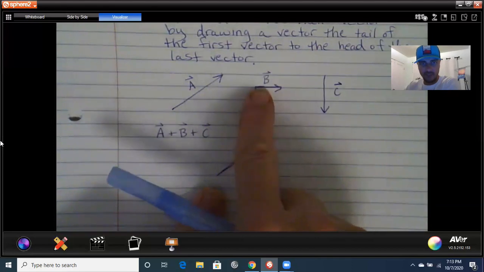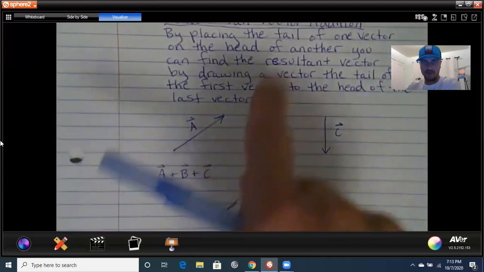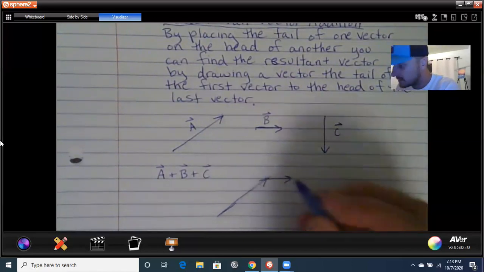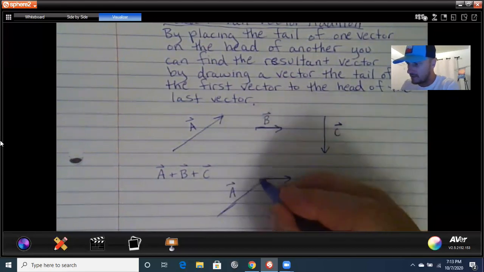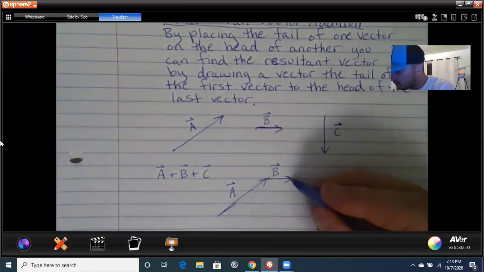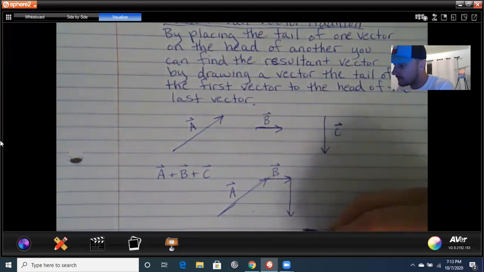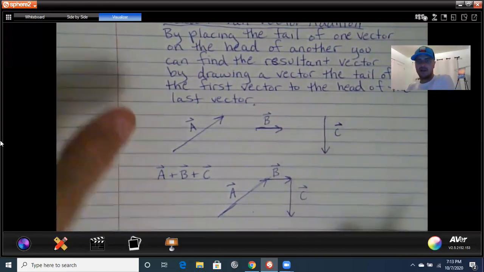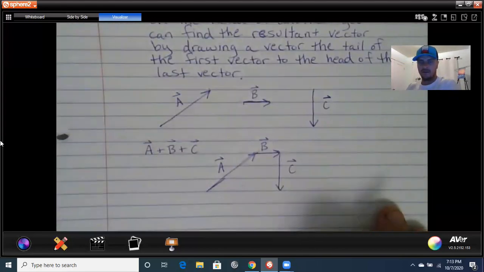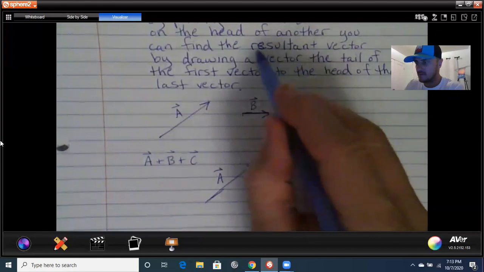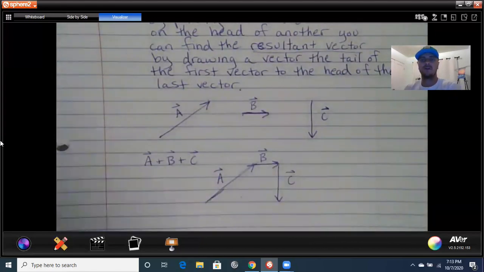Now let's take the tail of B. Let's get back to the point here. The tail of B, and let's put it right here on the head of A, like so. So now we have vector A with its head on the tail of vector B, with the tail of C on the head of B. And you'll see what happens when I add all these vectors together. You get this picture. Like, okay, well, what is this resultant vector all about? That is the final answer.